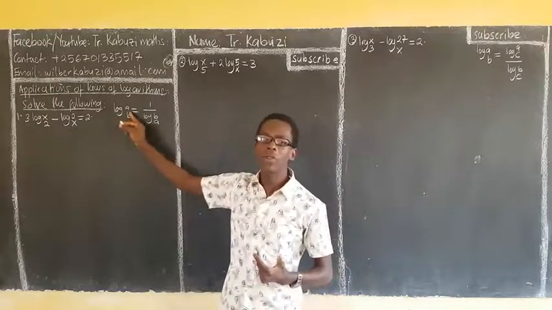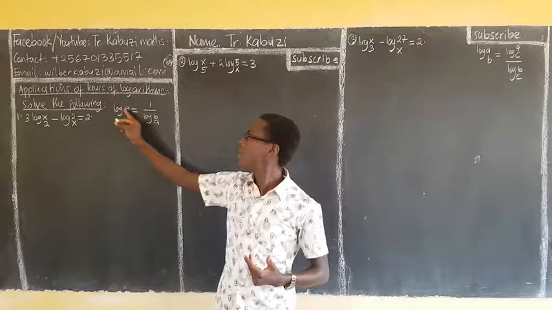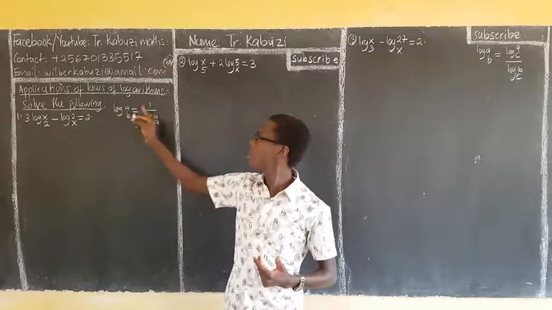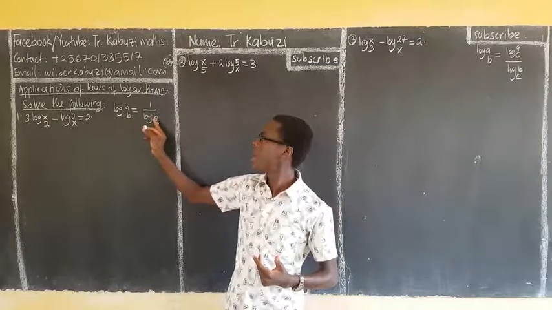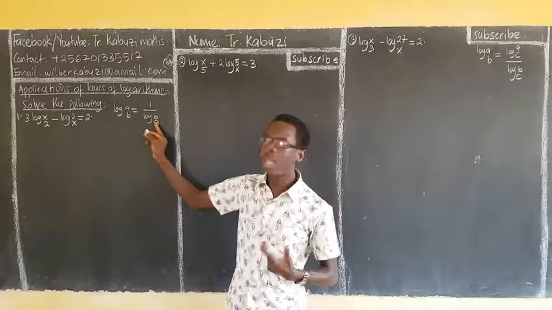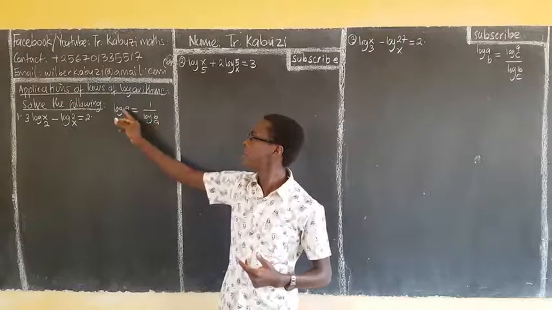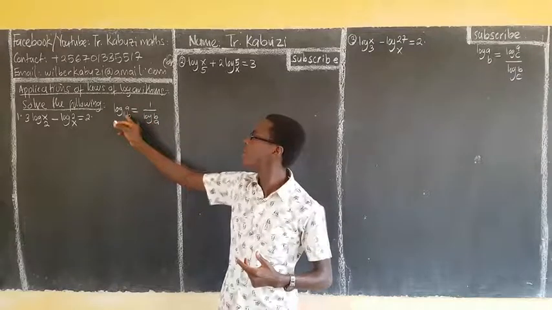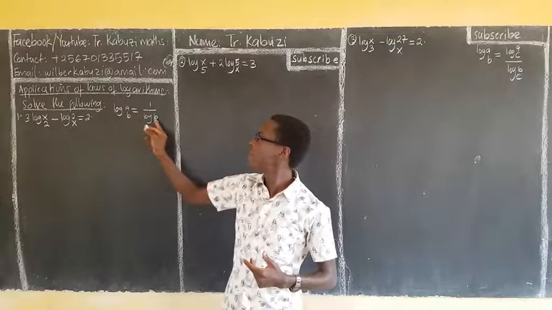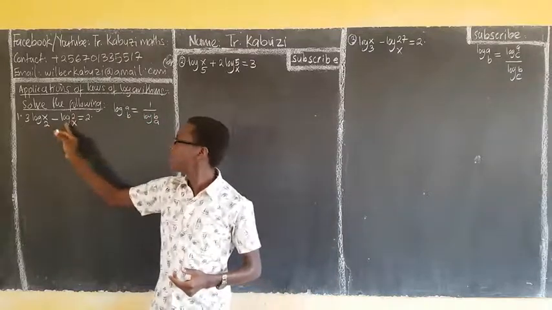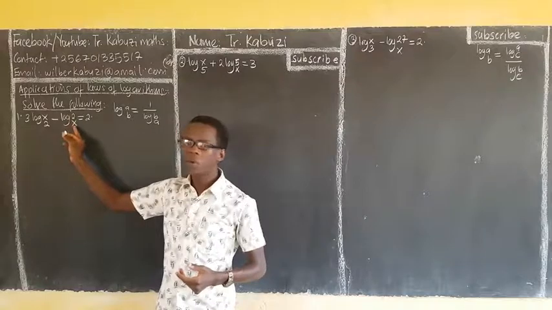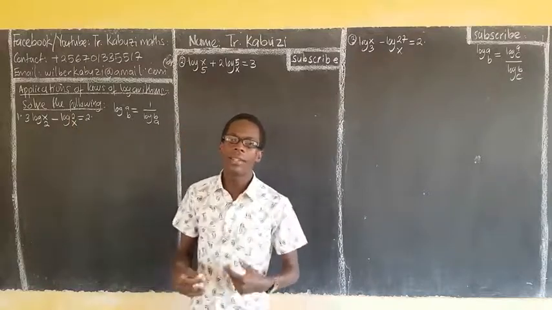The property we are going to use there is log of b to base a is equal to 1 over log of a to base b. You see, it has changed now. This property is what you use to change the base. If you want to change the base, this one comes here and this one comes there. I'm going to use it here so that I make this one go up and this one goes down so that I can easily simplify.